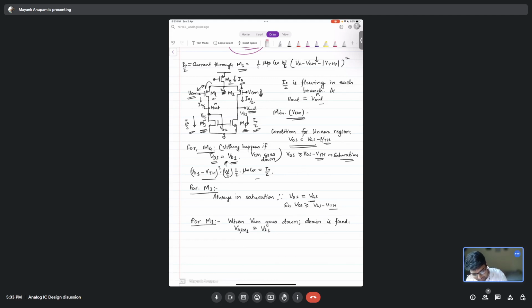If current through M1 is I naught by 2, it does not change. If VCM goes down, Vx also has to go down, right? Otherwise, this difference will increase, isn't it? If Vx increases, this difference Vx minus VCM will increase. Both have to decrease to maintain the difference. This difference has to remain constant, otherwise current will change. So the current has to remain same, and that is why Vx minus VCM should always be the same value, isn't it?